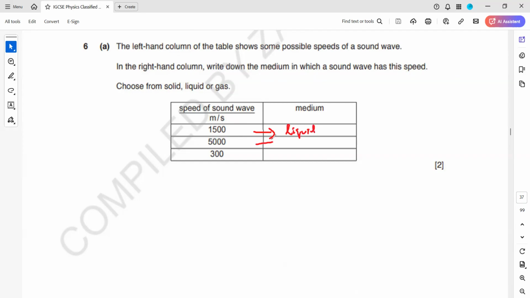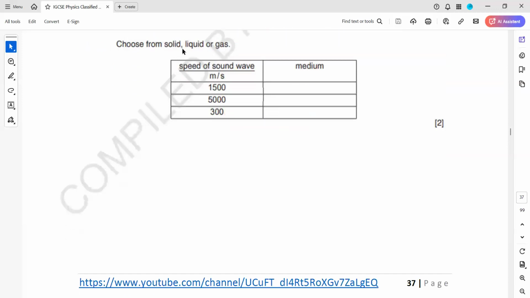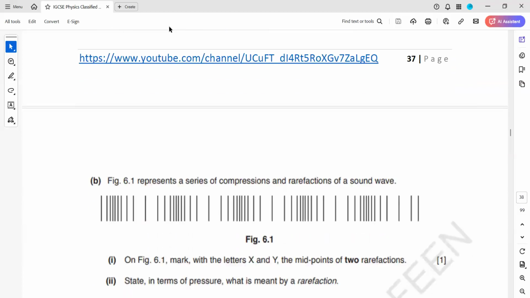What is the approximate speed of sound in a solid? Yeah, so it is about 5,000. So we'll write here a solid. And what is the approximate speed in a gas? So we just have to write solid, liquid, or a gas here, according to the question. Okay? The speed of sound changes as the medium changes.